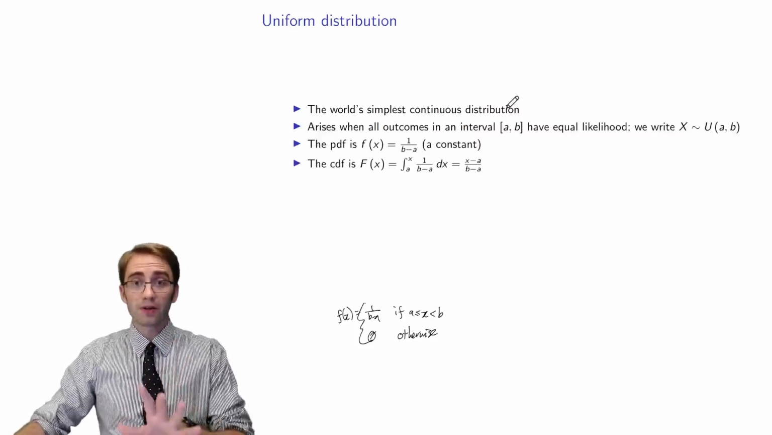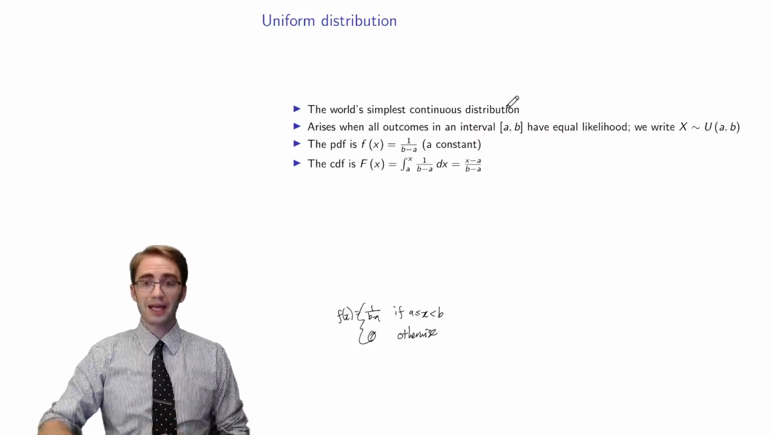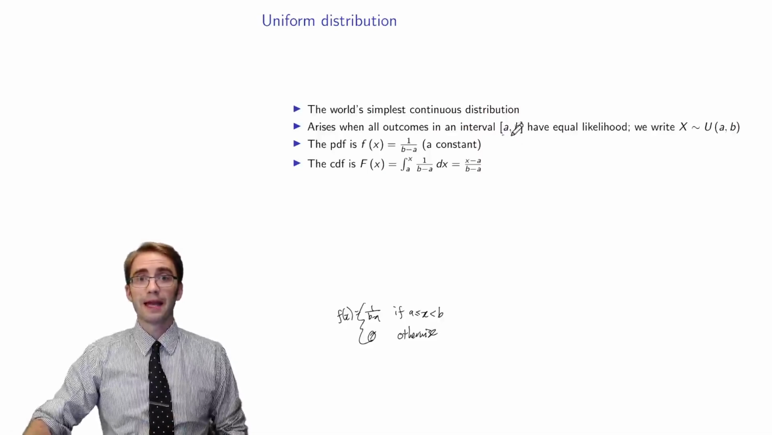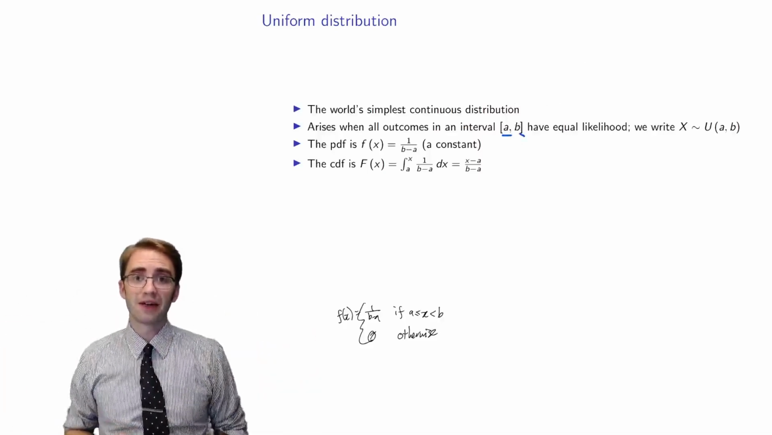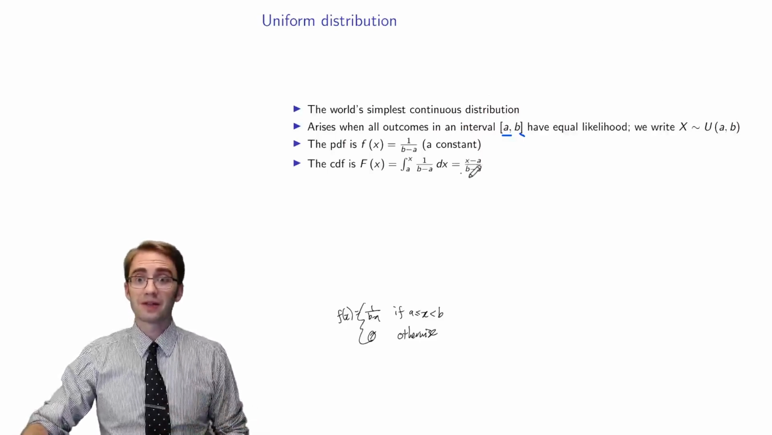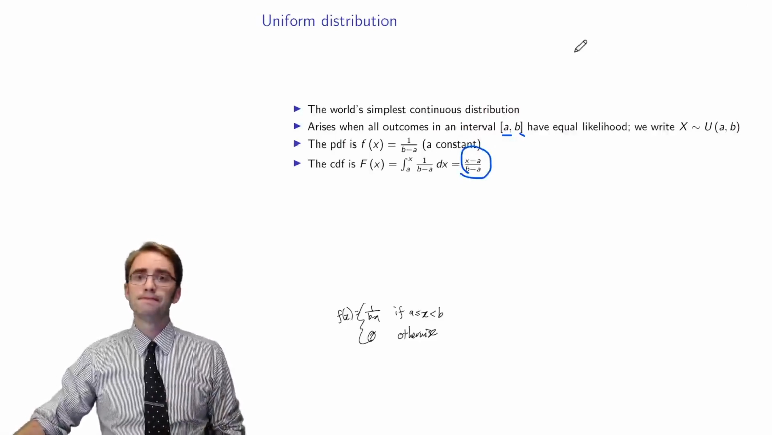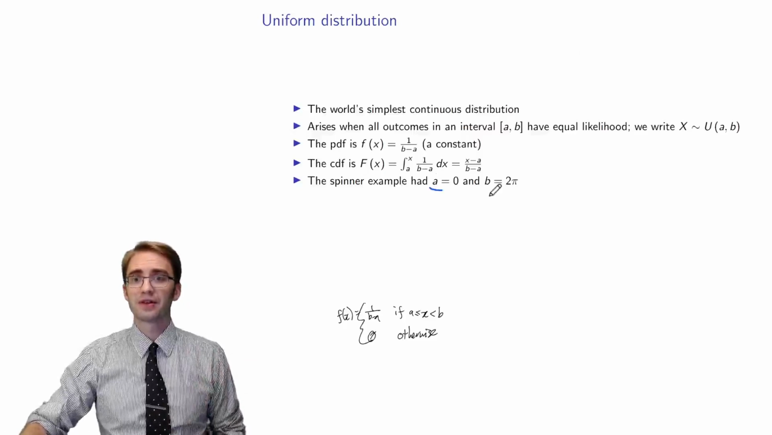Again, we already worked this out for the spinner example. The spinner example is the special case of a uniform distribution where a is 0 and b is 2 pi. So all we're doing is generalizing that to any other interval we like. The CDF is just the integral of the PDF, so it's this thing here, x minus a on the quantity b minus a, and the spinner example, as I just wrote, had a equal to 0 and b equal to 2 pi.